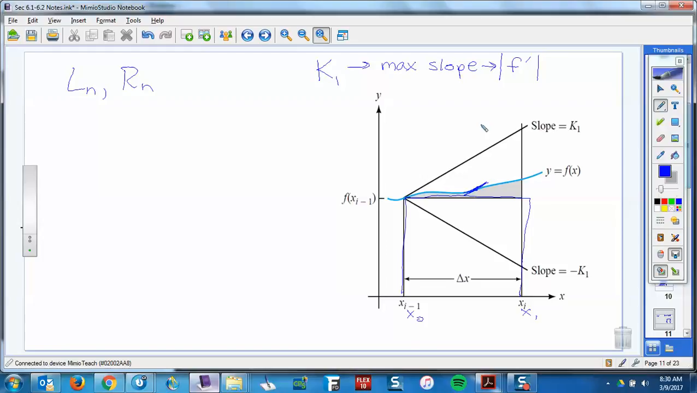So I'm doing absolute value. So what I'm looking for is the absolute value of f prime. I'm looking for the max of the absolute value of f prime. Okay? That's what we're going to call K1. 1 for the first derivative. It's f prime, first derivative.